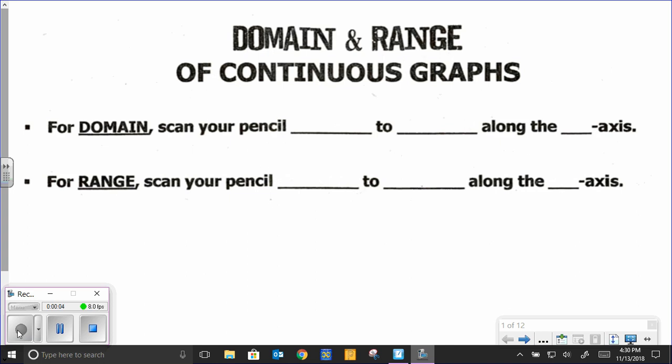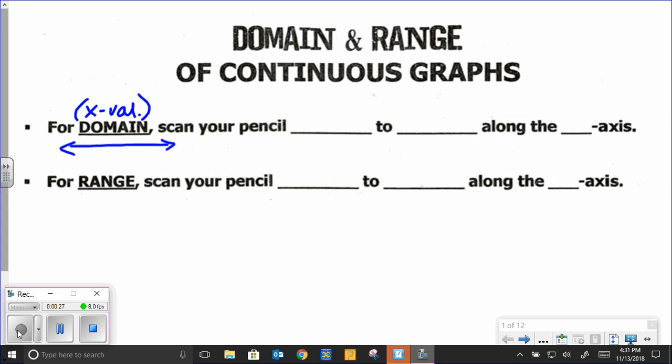Okay, this video goes along with your note taker on domain and range of continuous graphs. So first of all, for domain, when we're talking about domain, we are talking about all of our x values. So these are all the values that are along the x-axis. So this here, if I was doing a coordinate plane, this would be my x-axis going horizontally.